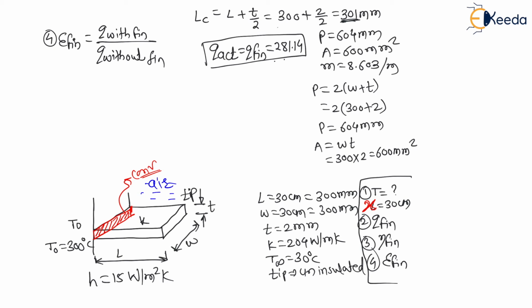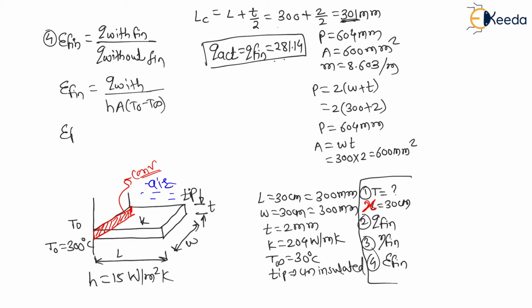Therefore, without fin, it will be h A into T naught minus T infinity. And this formula also we have derived. So let us understand this formula. Effectiveness of fin is equal to Q with fin divided by Q without fin, which will be equal to h A into T naught minus T infinity, since here there is only convection. Therefore, my dear students, Q with fin we have already calculated, that is the actual heat transfer through the fin. Now let us calculate this.